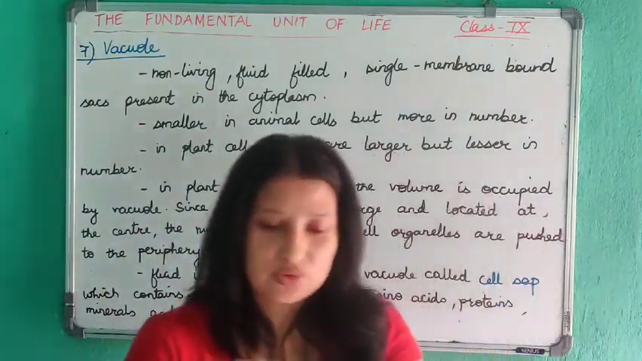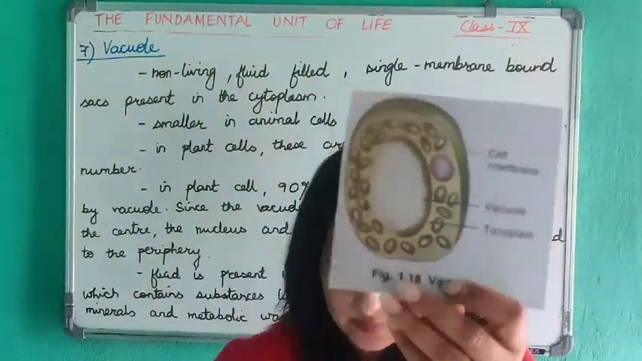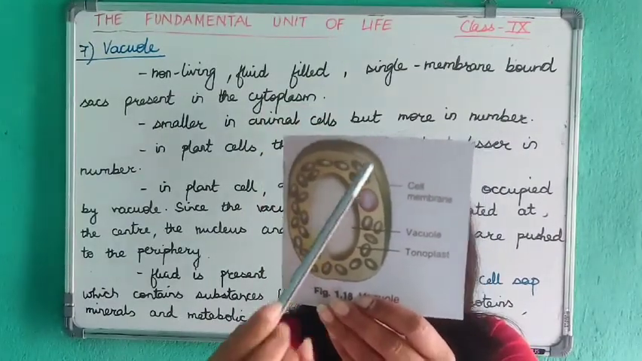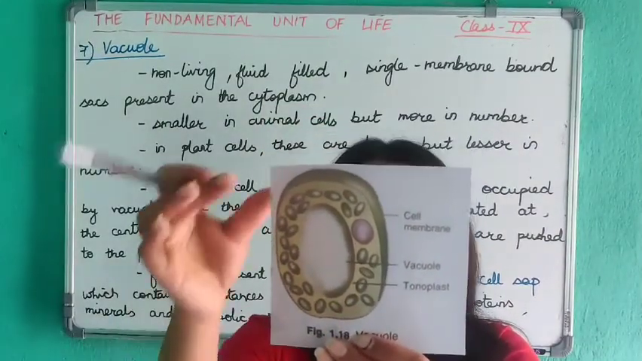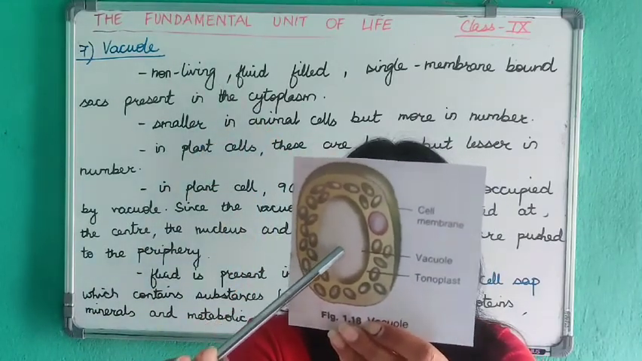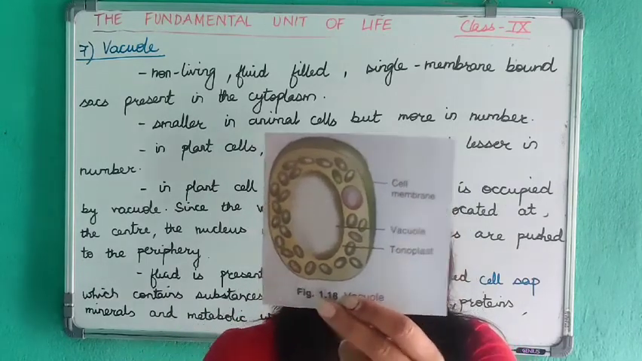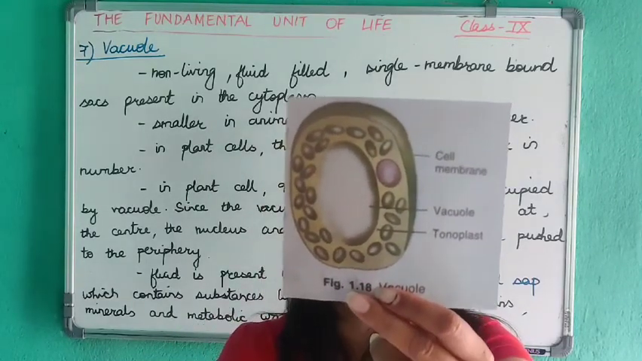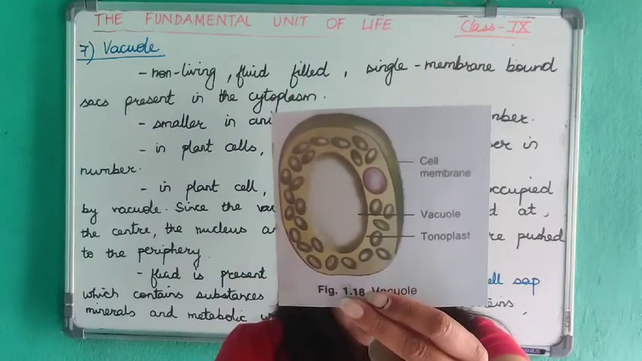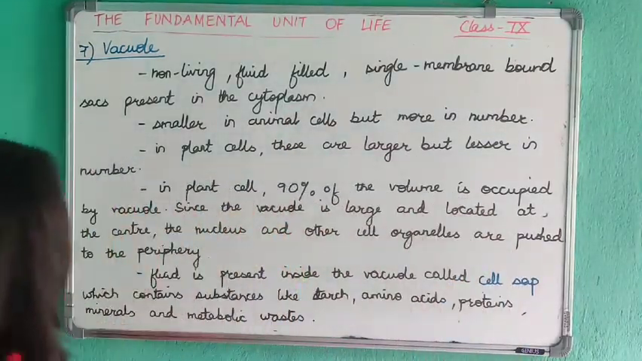Let me show you the structure of a vacuole. This vacuole looks like this. Only look at the inner structure, the gray colored structure, that is the vacuole. The outer part shows cell membranes, which is not necessary. Inside this vacuole there is the cell sap, and inside the cell sap there are various substances like amino acids, starch, etc. Now let us talk about the function of vacuole.